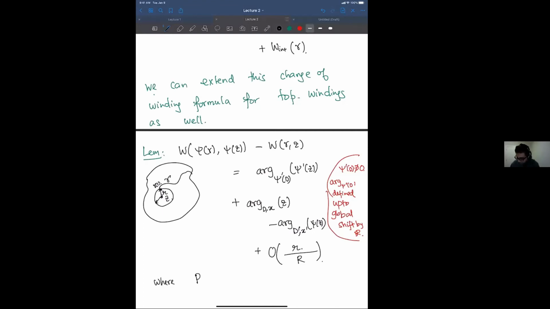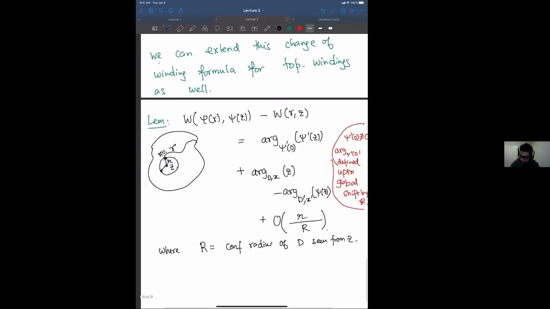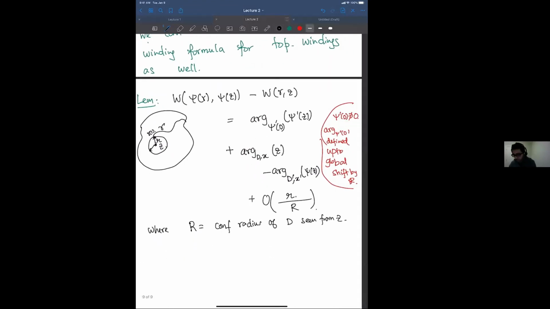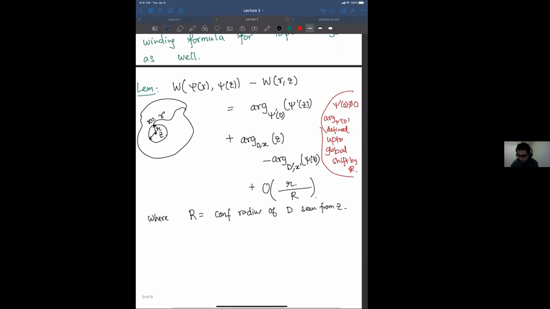where capital R is basically the distance of z to the boundary, but to be very precise, it's the conformal radius of D seen from z. Okay, so if you don't know what conformal radius is, it doesn't matter. It's just some quantity which is amenable to conformal transformations. It basically measures in a conformal sense how far z is from the boundary. Okay, it's some kind of radius.